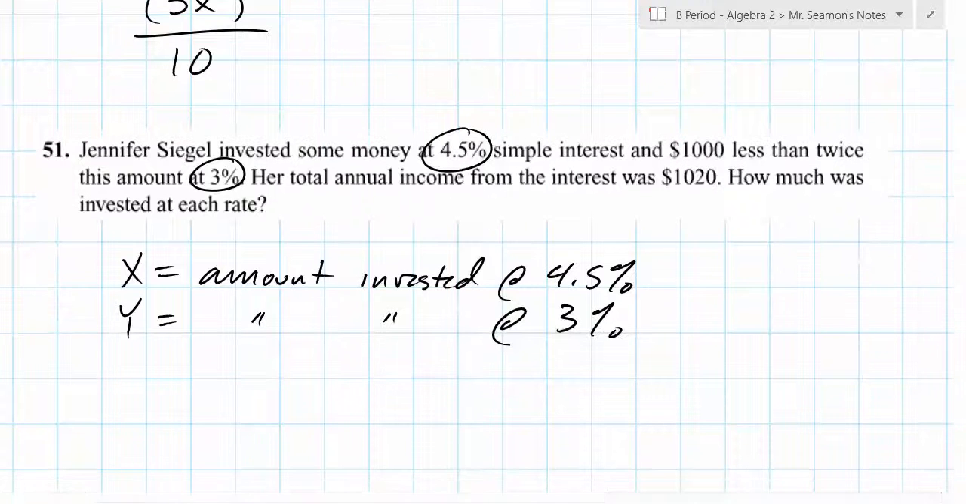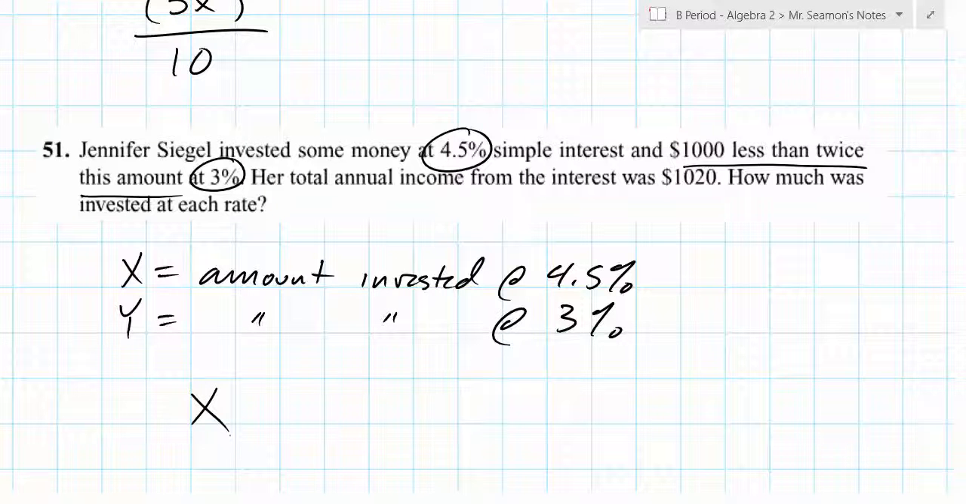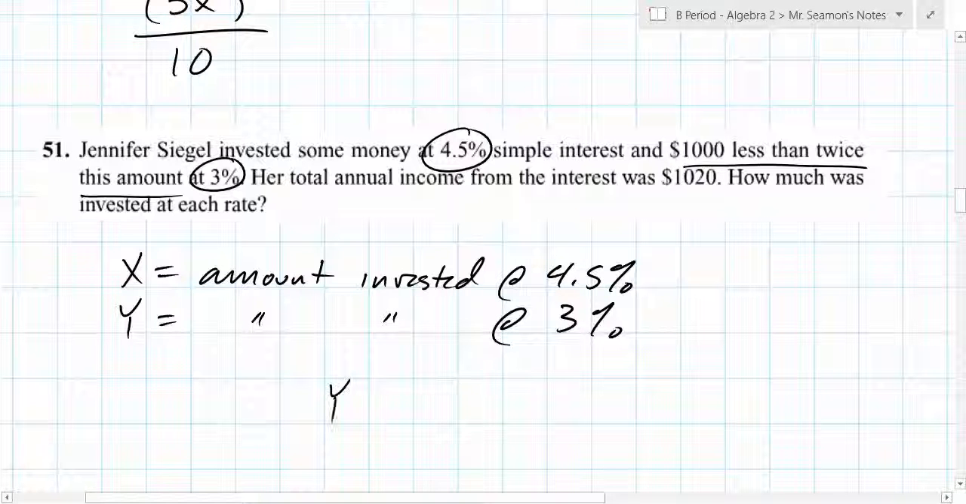3%. What do you know about so Jennifer Siegel invested some money at 4.5% simple interest and $1,000 less than twice this amount at 3%. So can you tell me $1,000 less than twice this amount? So something about like Y minus $1,000 or something. So she invested some money at 4.5%. That's X, right? And she invested $1,000 less than twice that amount at 3%. So Y is the amount at 3%.